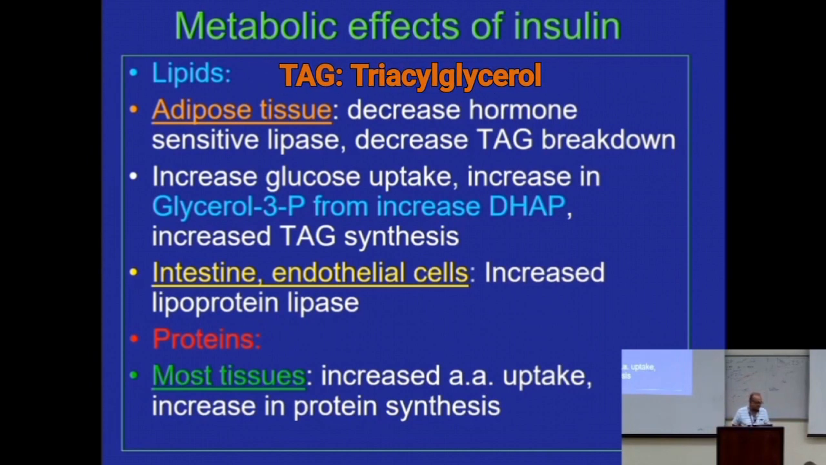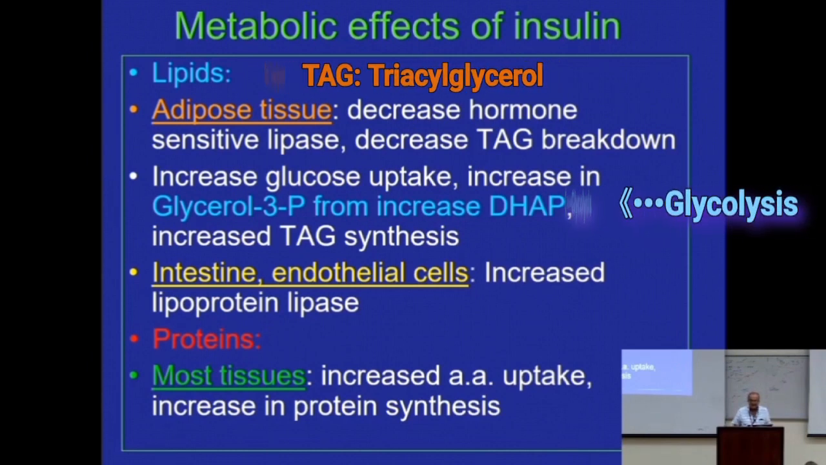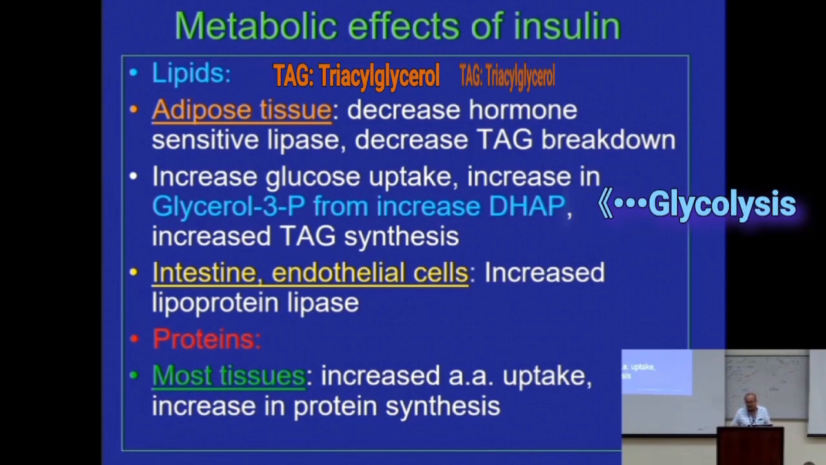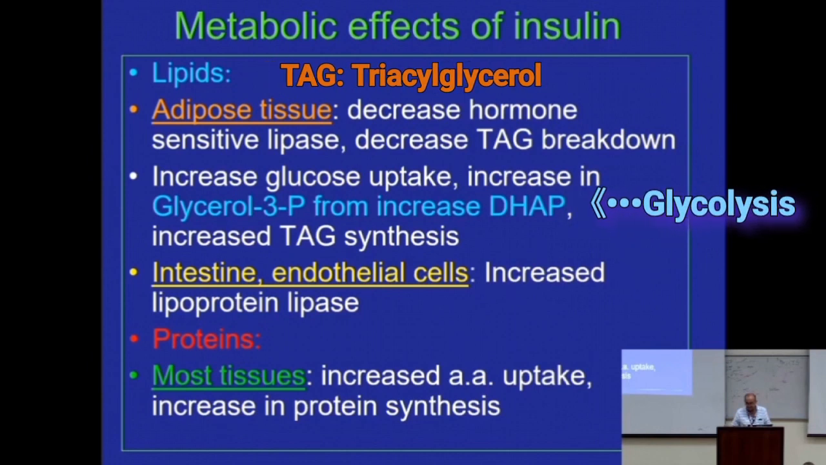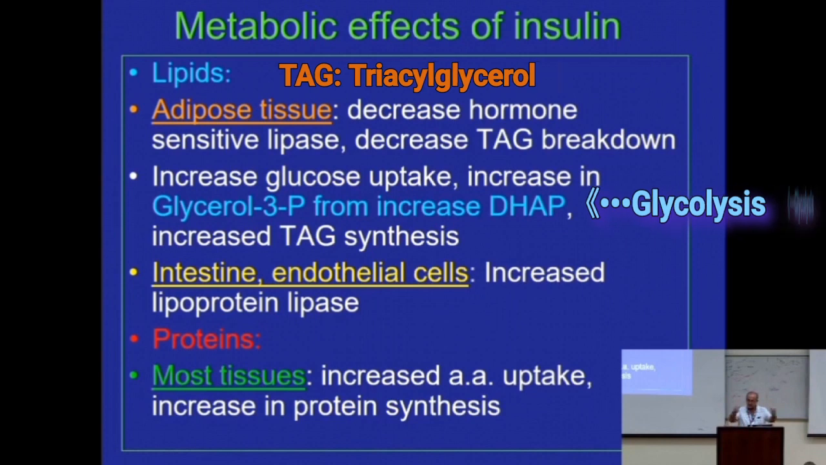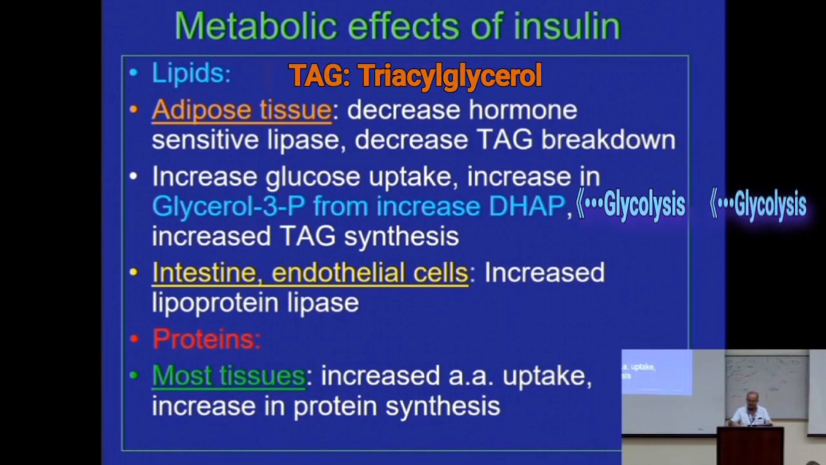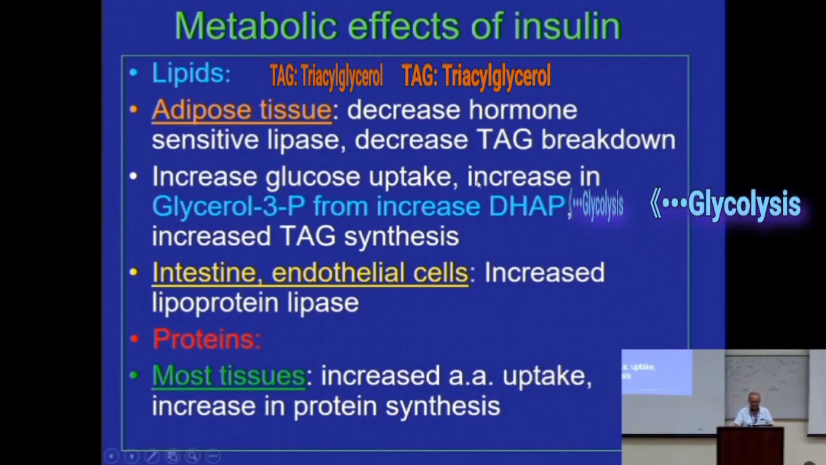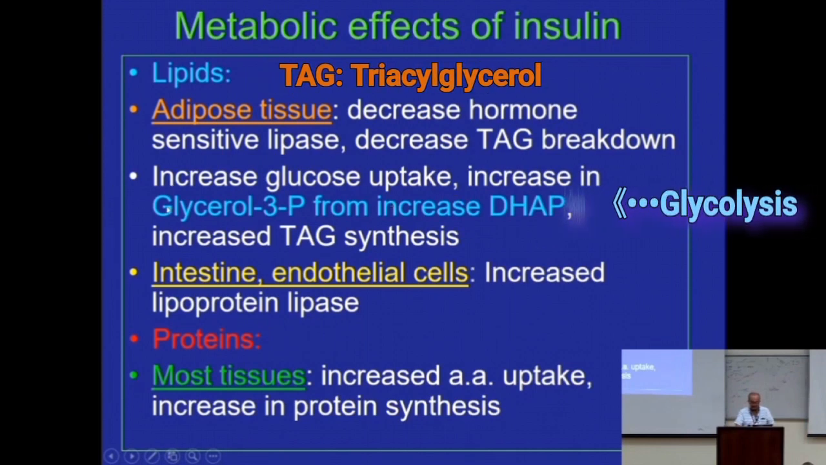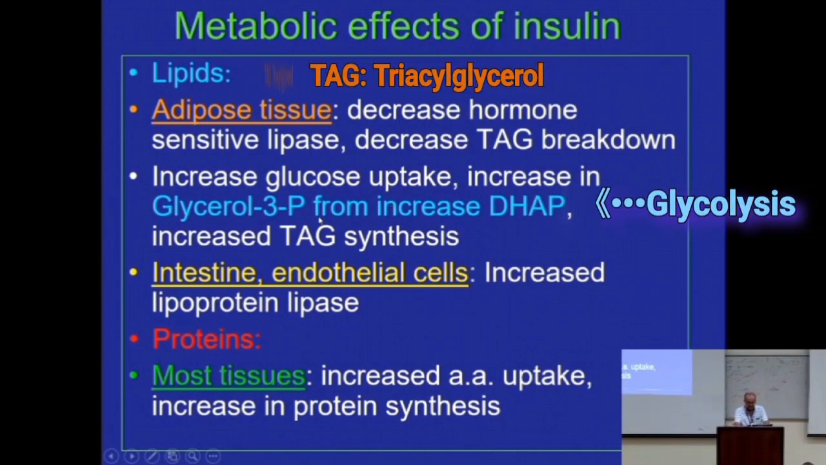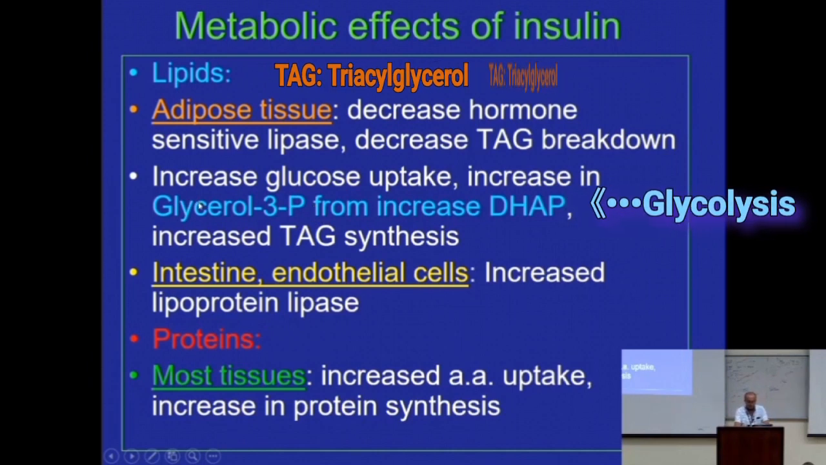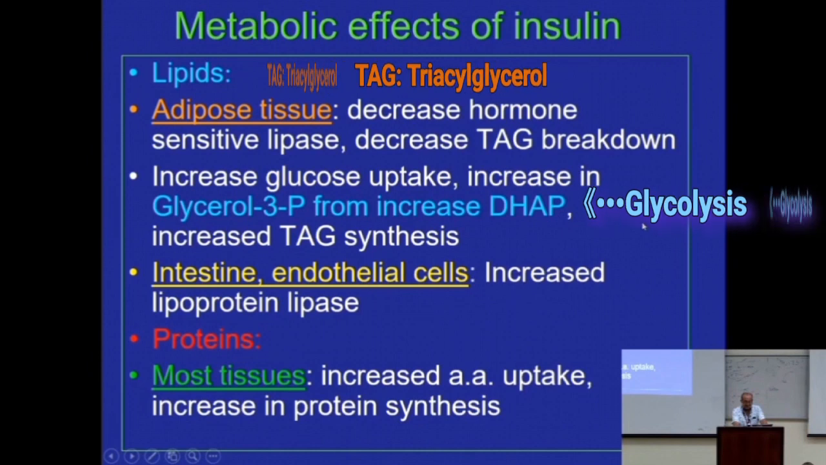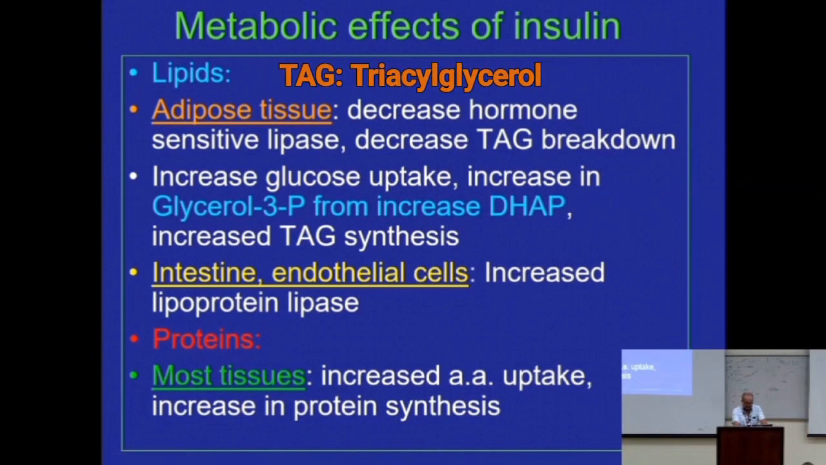Where is the glycerophosphate coming from? It's coming from DHAP from glycolysis. So remember, adipose tissue picks up glucose. It's using glucose for its own energy needs. So it will have an ample supply of DHAP and glycerophosphate as a result. And that's the backbone used to esterify fatty acids from the diet, or from de novo synthesis from VLDL, and you increase TAG synthesis.